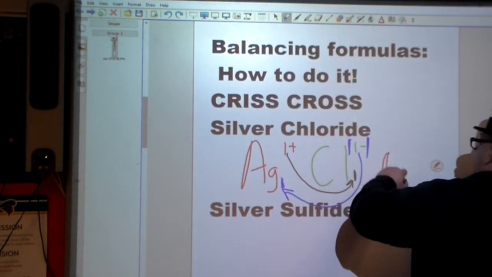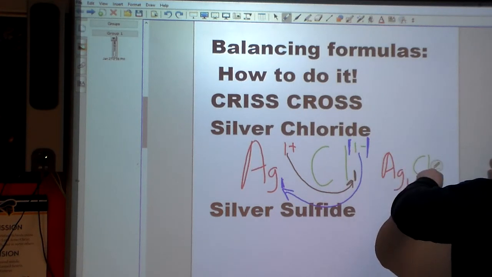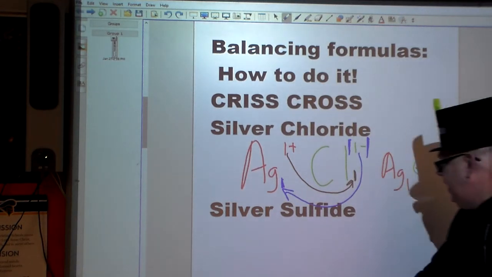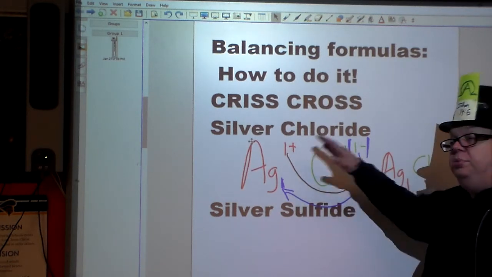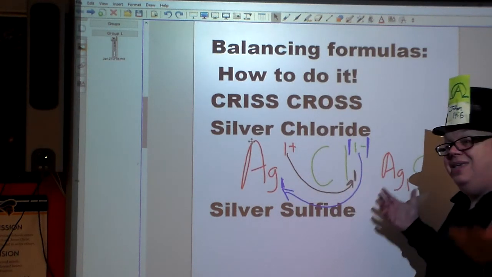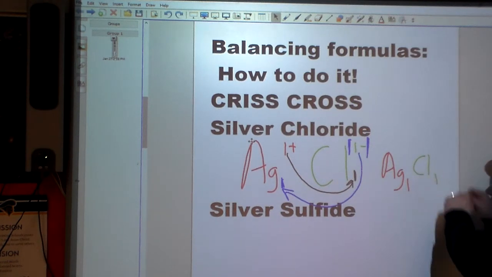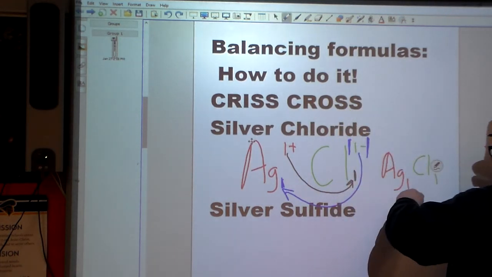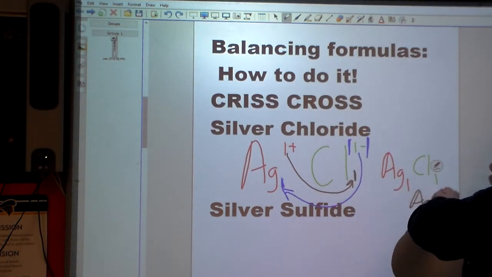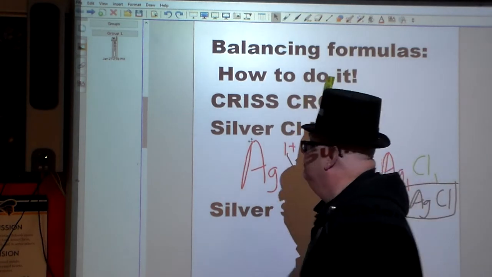We got Ag1, Cl1. Okay? Is it balanced? Yeah, it's totally balanced. The +1 and -1, if you add them together, is a 0. However, we don't write formulas with the ones like this. We don't need to, okay? We can go ahead and say AgCl. And that, ladies and gentlemen, is our totally balanced formula for silver chloride.